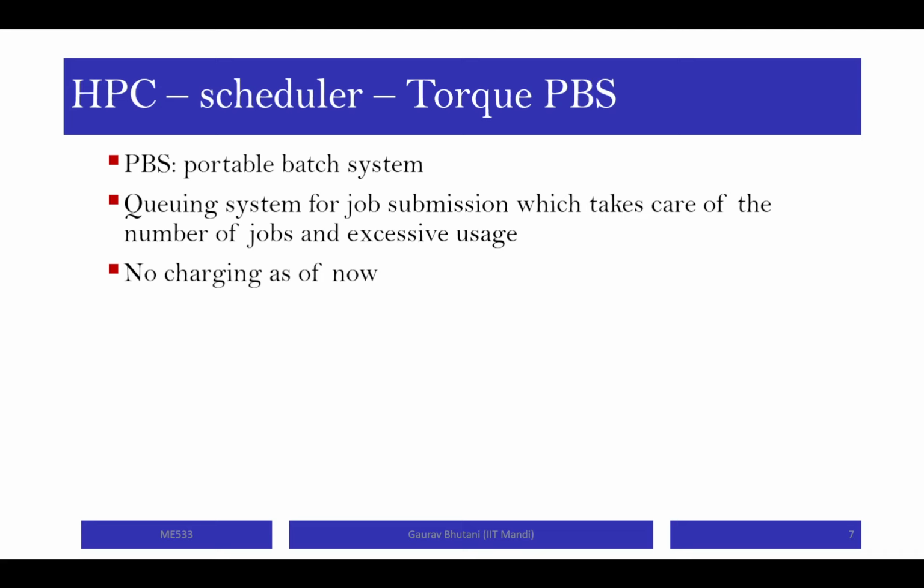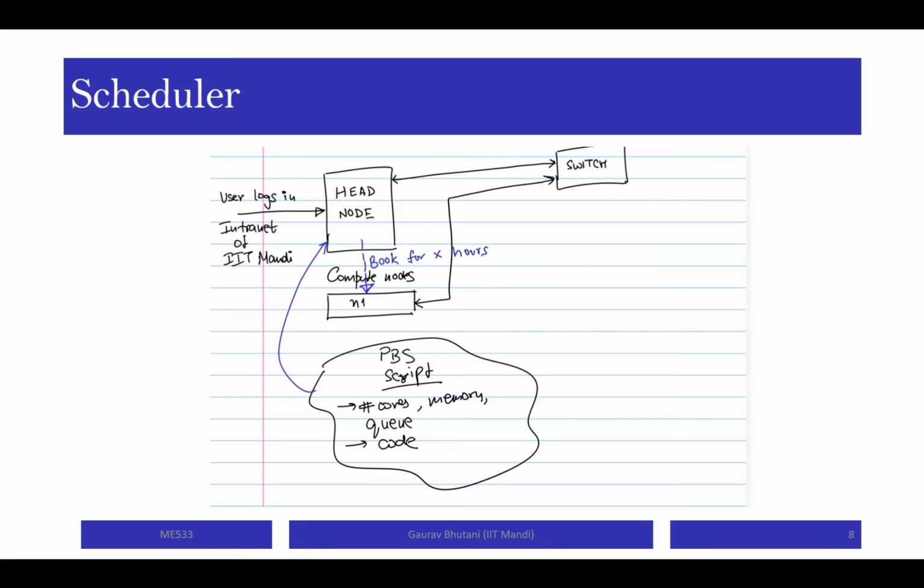So in case you keep sending thousands of jobs every day, at some stage it will realize that this user is using too much. So your priority of each job will get reduced. That way it's a fair usage policy that's been implemented through a scheduler.